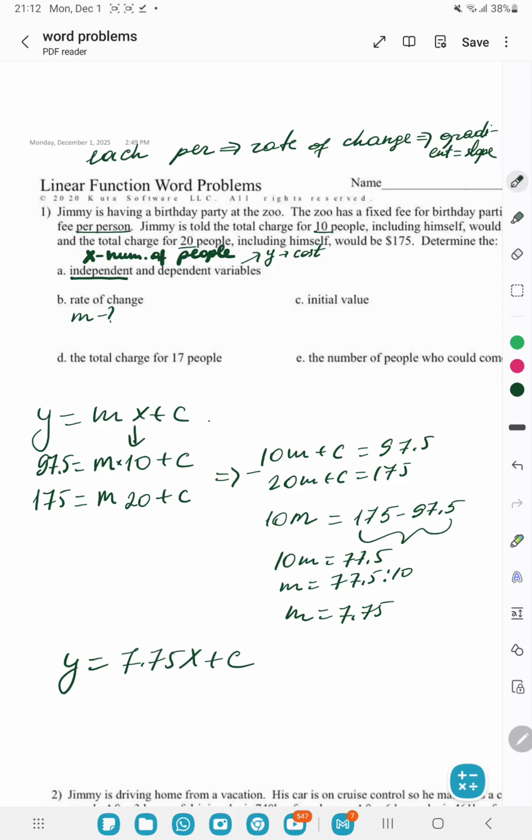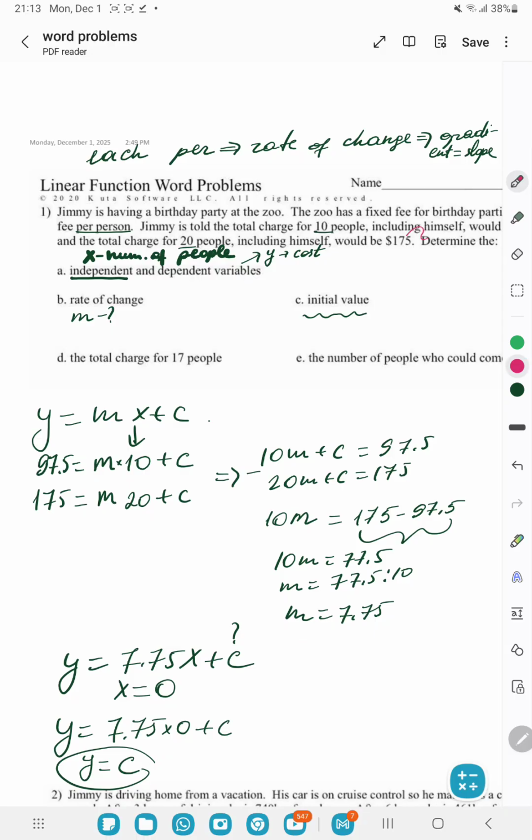Yeah, we found just m. Now the initial value. The initial value appears when x is 0. Whenever you have an initial value, it refers to x equals 0, right? In the function, the independent value will be 0. So y equals 7.75 times 0 plus c. So actually we should know c, we don't know it yet. So you need to find c, but to find c, if you remember, we use the points.